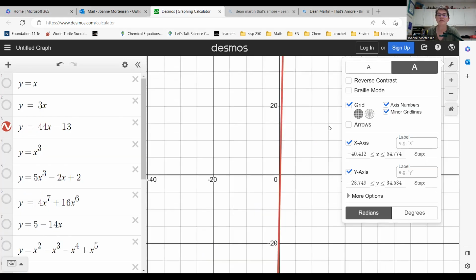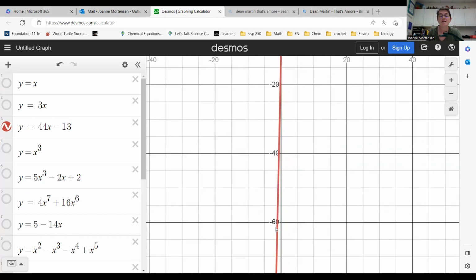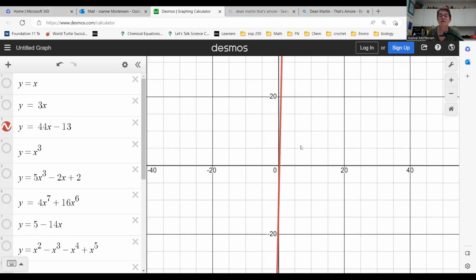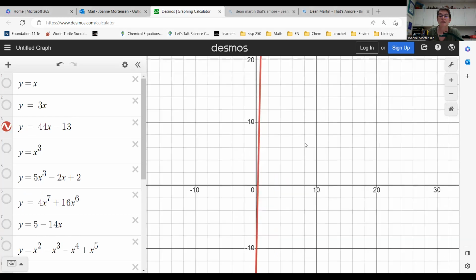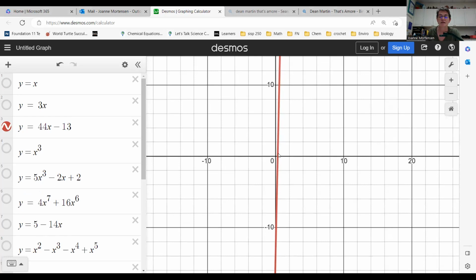There. Now it's a little easier to see. I might have to move it around, but you can see we are starting in quadrant 3 and we're ending in quadrant 1. If I do it this way, yeah, that makes it a little bit better to see. Still 3 to 1.